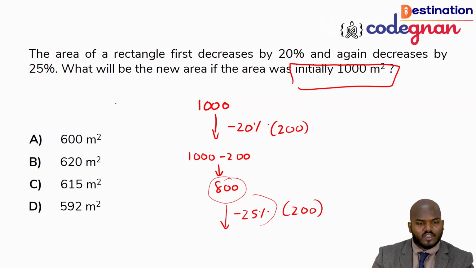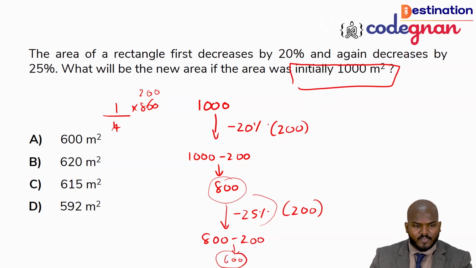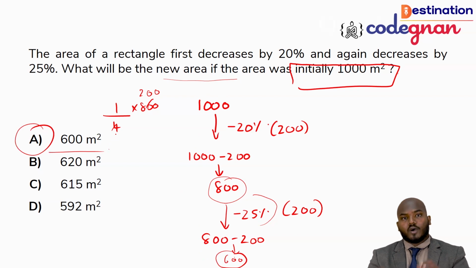25% means 1 by 4. 1 by 4 times 800 gives the value 200 only. That is 800 minus 200, we get the value 600 meters square. They are asking what is the new area. The new area is 600 meters square. So this is how you need to solve percentage based questions with respect to the increase or decrement. I hope you understand this topic.